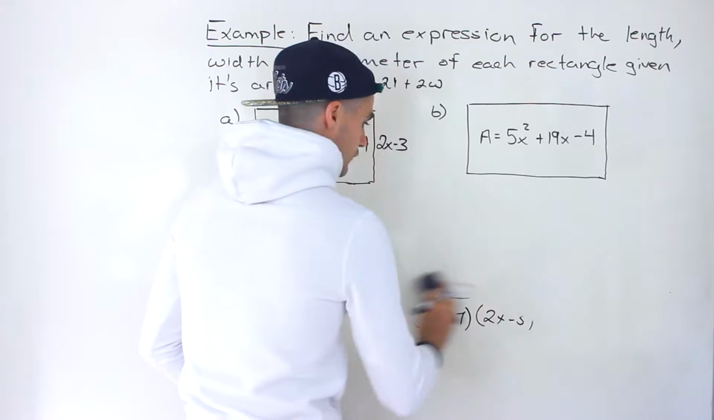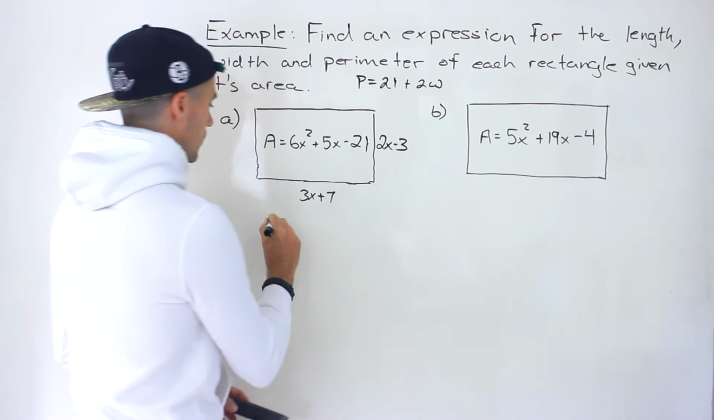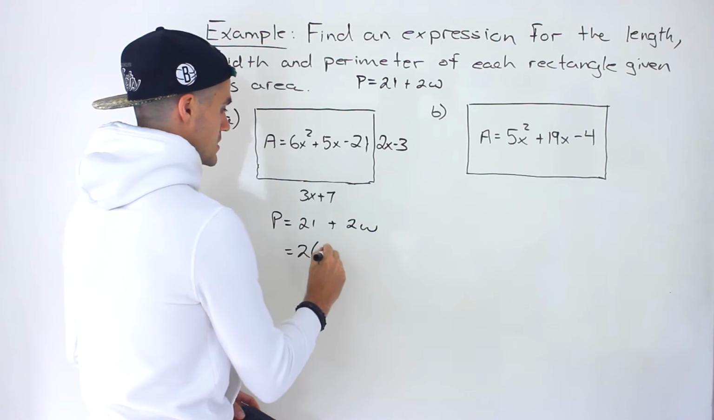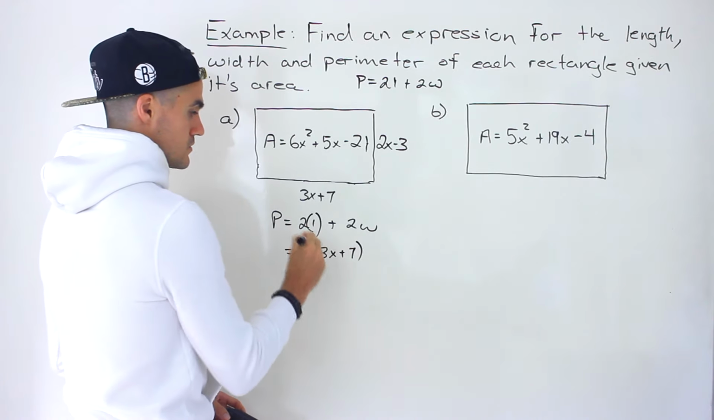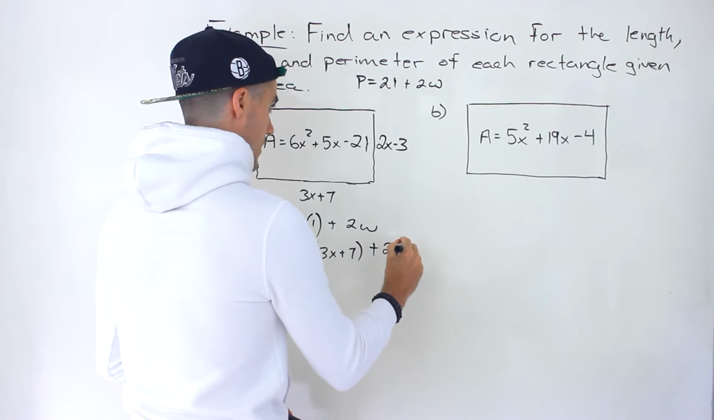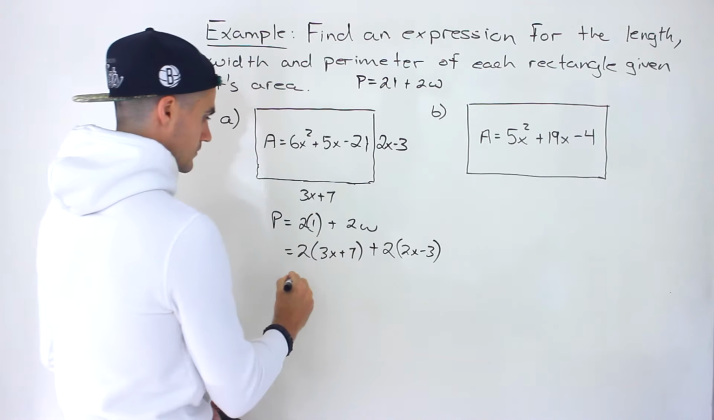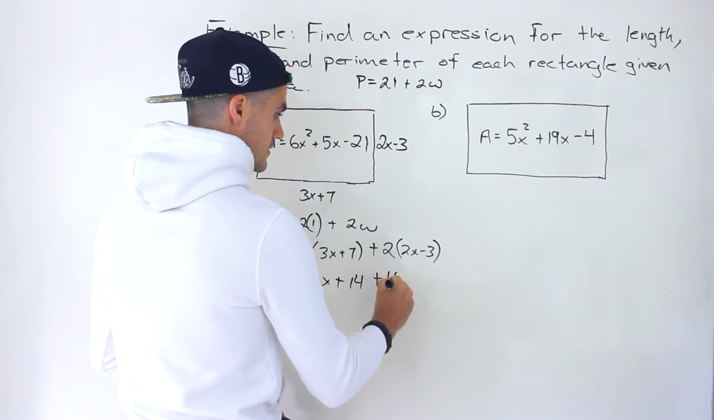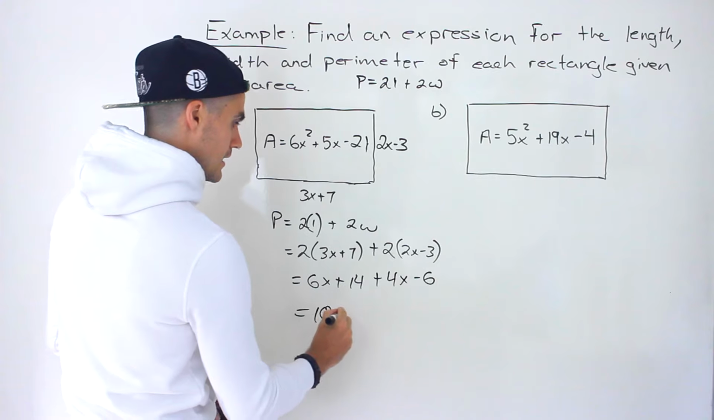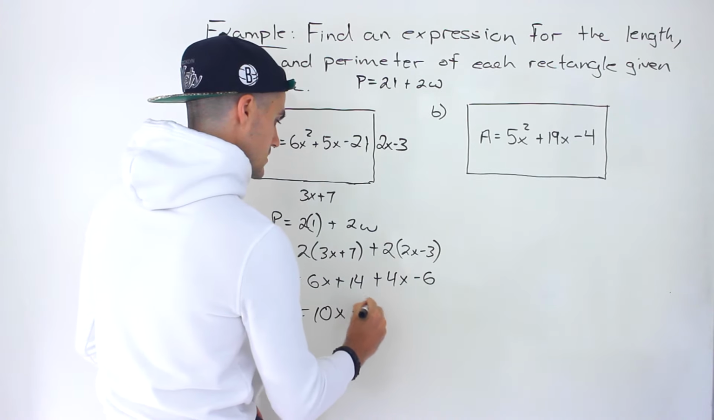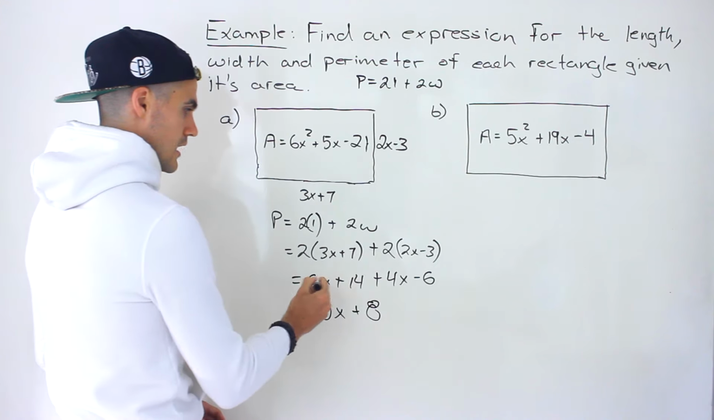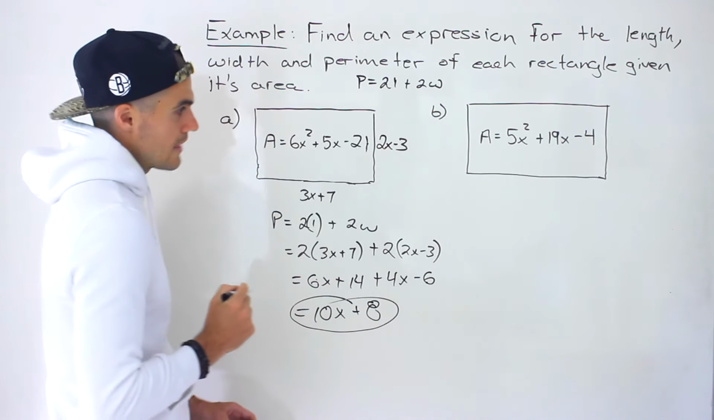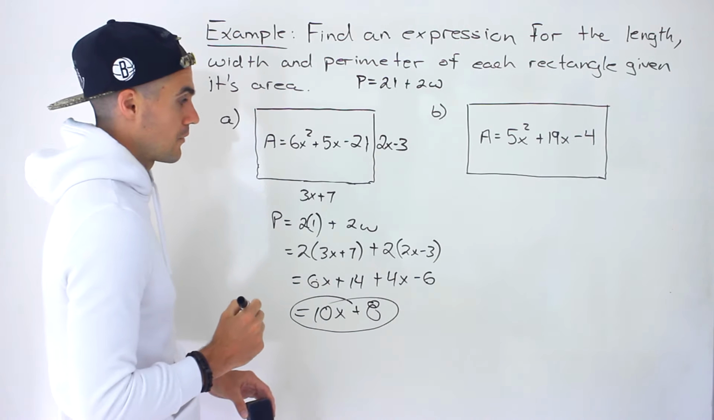We also, though, have to find the perimeter, which is going to be 2L plus 2W. So we plug in 2 times the length in brackets, 2 times the length plus 2 times the width, expand this, and then we'd end up with 10x plus 8. Right? This ends up being 10x, 14 minus 6 ends up being 8. So 10x plus 8, that ends up being the perimeter for that rectangle.